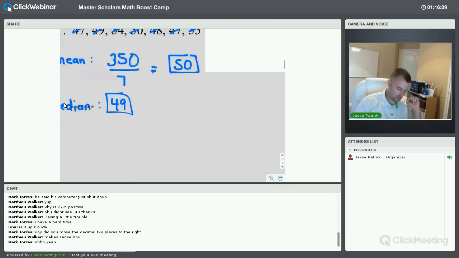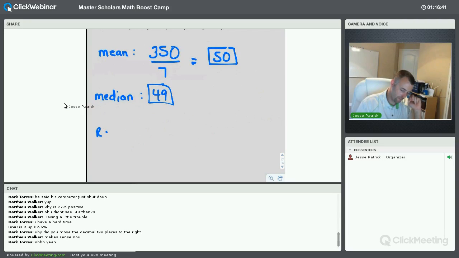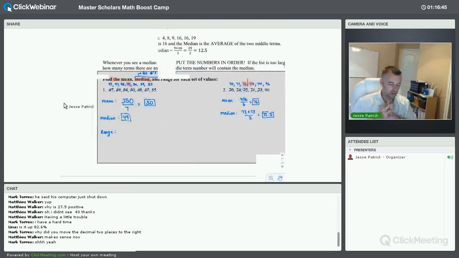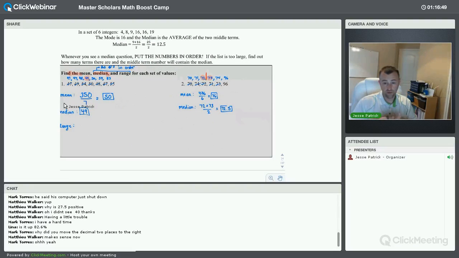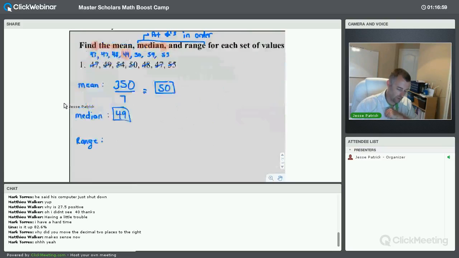All right, and finally the range. That's your last piece. The range is just going to be the largest number minus the smallest number. So that's why, again, we want to have them in order so you don't accidentally mix up whatever the largest number is or smallest number because you didn't happen to see it as you were scrolling through. If they're in order, it's easy to see.